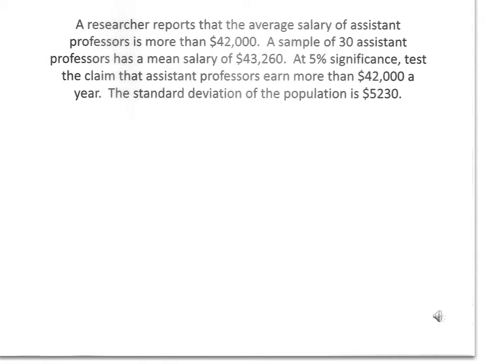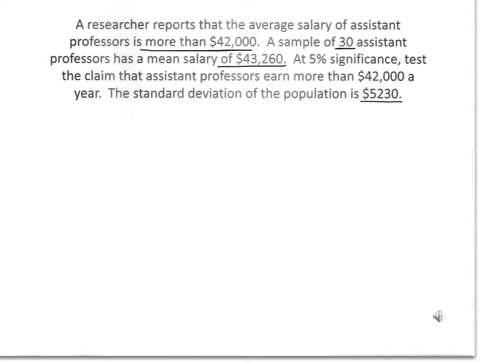A researcher reports that the average salary of assistant professors is more than $42,000. A sample of 30 assistant professors has a mean salary of $43,260. At 5% significance, test the claim that assistant professors earn more than $42,000 a year. The standard deviation of the population is $5,230.